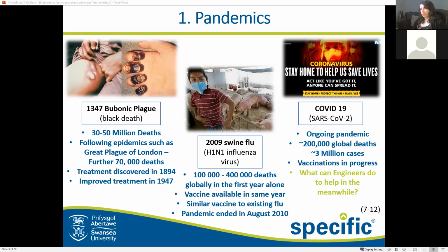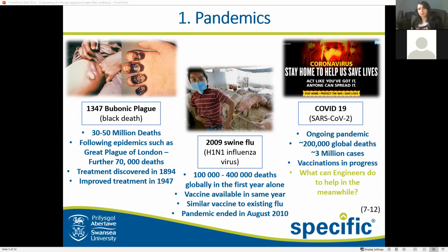And now we bring ourselves to what we are all painfully too aware of, which is the severe acute respiratory syndrome coronavirus 2, known to most people as COVID-19 or simply coronavirus. When this presentation was written, there were around 3 million cases, resulting in around 200,000 deaths. The designing of the vaccinations is currently in progress, but as the virus is quite different to what's previously been tackled, it may take a while.